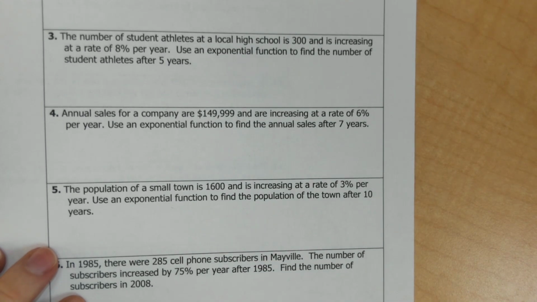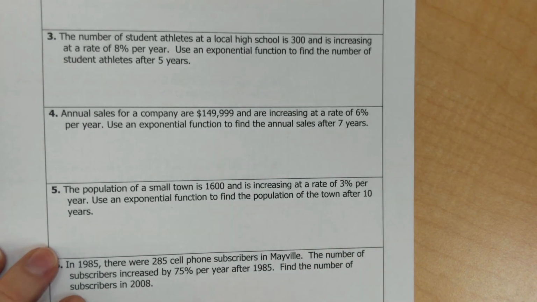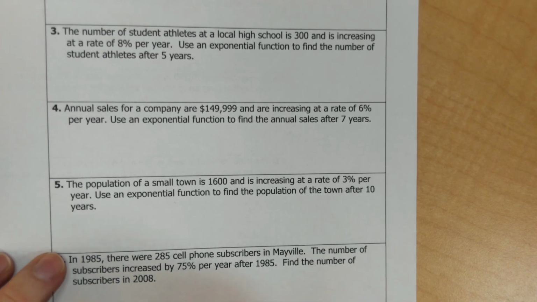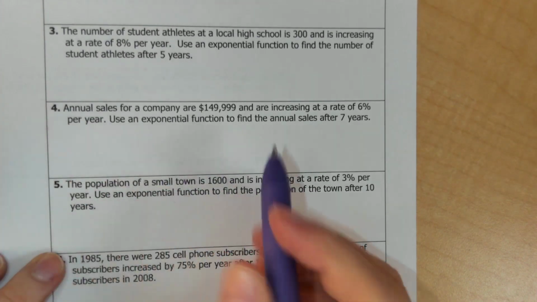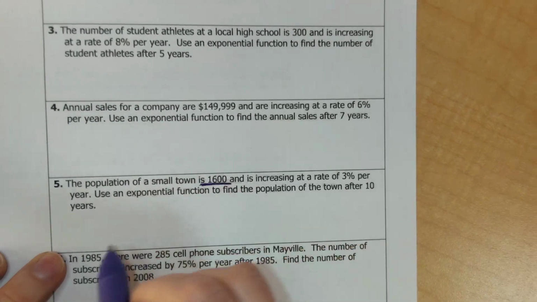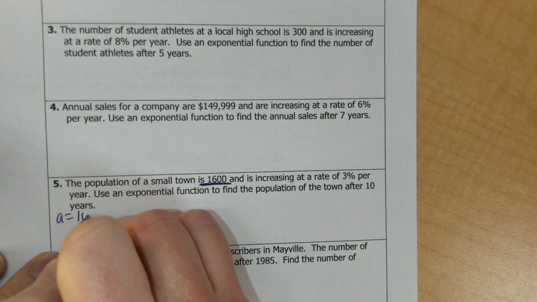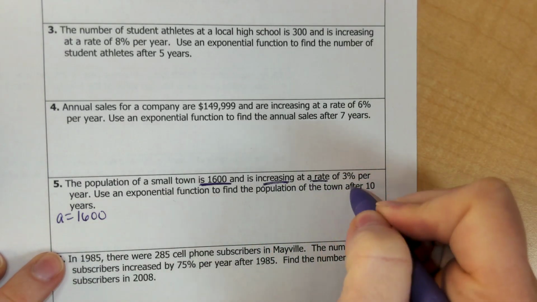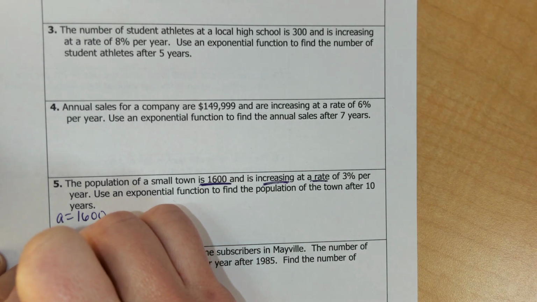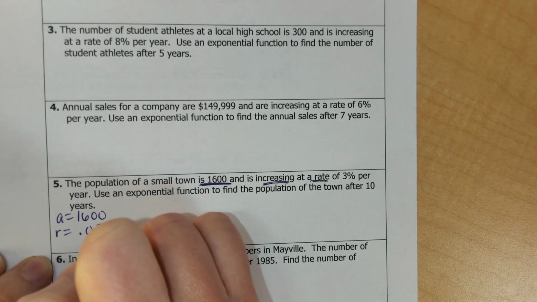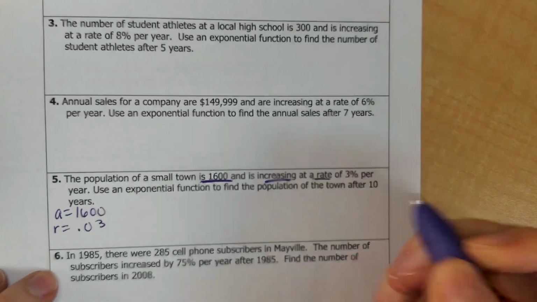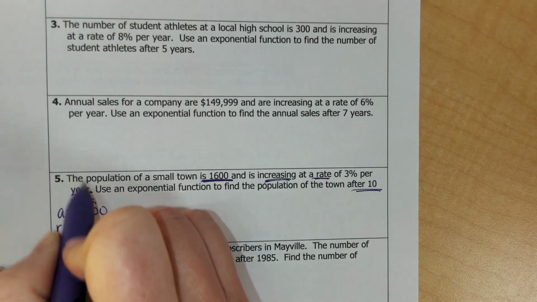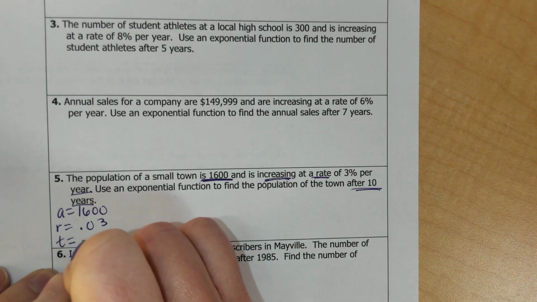So number 5: the population of a small town is 1,600, is increasing at a rate of 3% per year. And I use an exponential function to find the population of the town after 10 years. So again, we have a population of 1,600. That's an original amount. It's increasing at a rate, this is our growth rate, of 3%. And I am going to go ahead and change that to 0.03. And then finally, we're looking for what happens after 10 years. And it is increasing per year. Our years are matching, so our t is going to be 10.